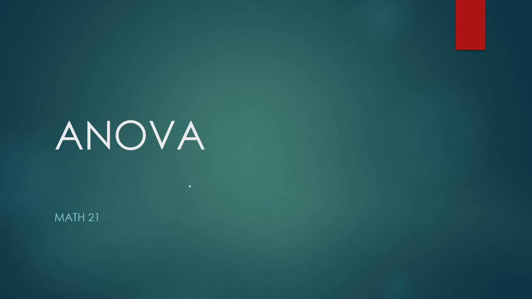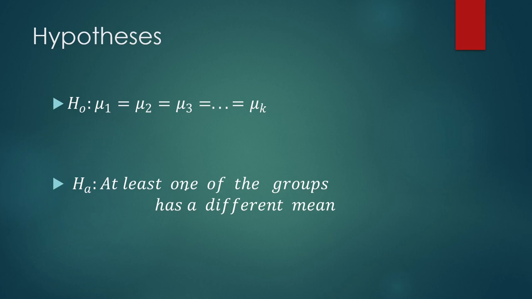Today we're going to look at the ANOVA hypothesis test. The generic hypothesis test is for the null hypothesis: the mean of the first group is equal to the mean of the second group, equal to the mean of the third group, and so on for however many groups we have. For the alternative hypothesis, we are going to say at least one of the groups has a different mean.